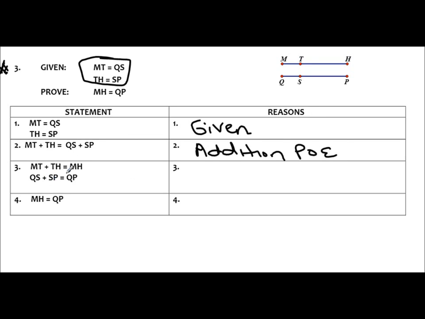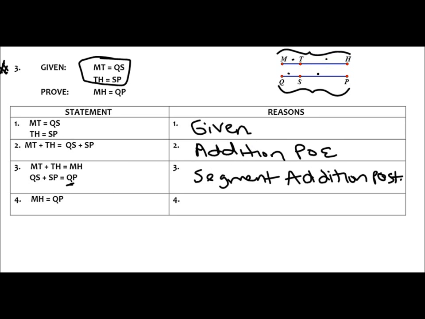Now the next one, this is going to be challenging. We just have that MH, looking at our picture, is equal to MT plus TH. Well, what did we say that was? When the whole segment was equal to the two parts, that's our segment addition. So we're just going to check to make sure this one's correct. QP, the whole length of QP, is made up of QS plus SP. That's our segment addition postulate.